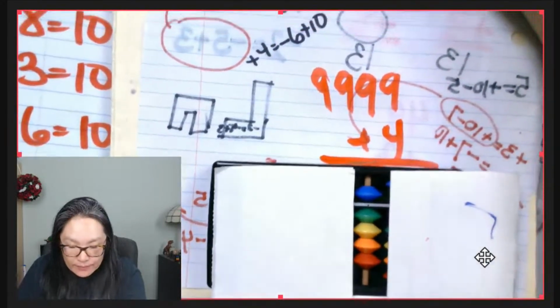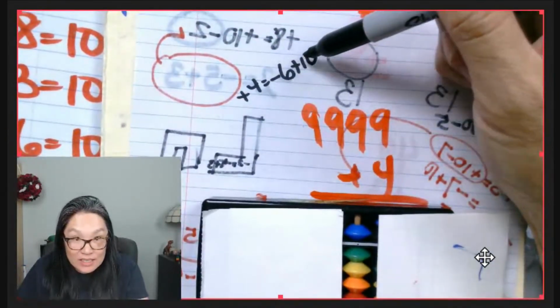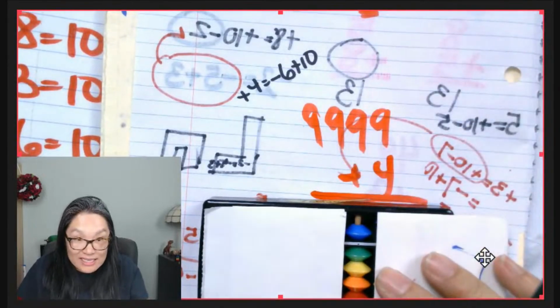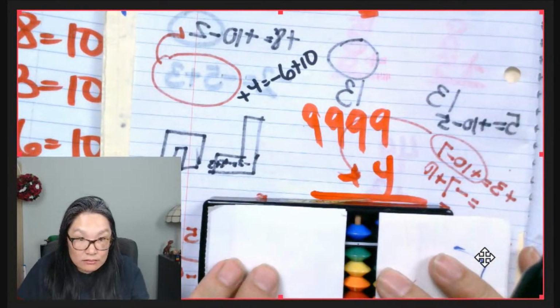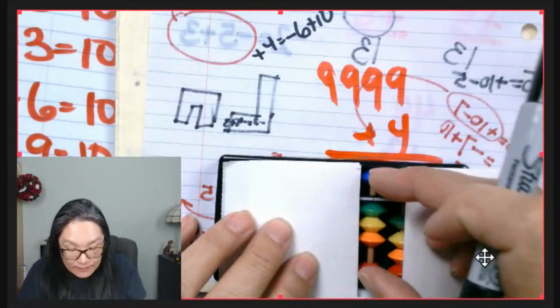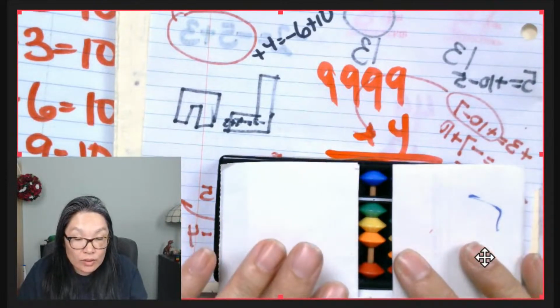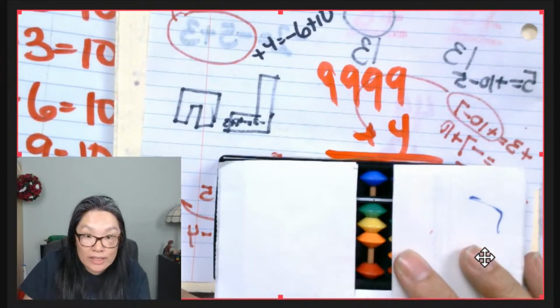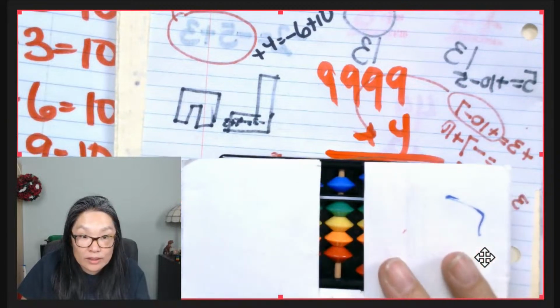So what are we going to do? We're going to minus the 6 plus the 10. So I'm going to minus the 6. And then what are we going to do? We're going to plus the 10. We're going to plus the 1. We're going to carry the 1.